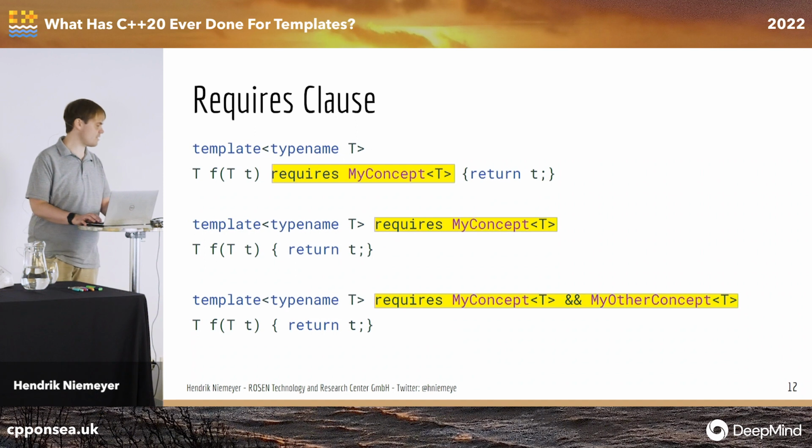So here in the last line, you see something like requires my_concept<T> and my_other_concept<T>. And this evaluates to true if both of these are fulfilled and to false otherwise. I could also exchange one of these things for a type trait, for example, if I want to. So a lot of things are possible here, but the idea is to use concepts most of the time.